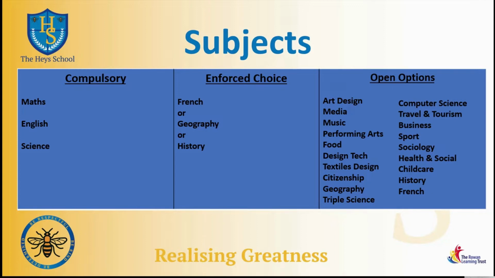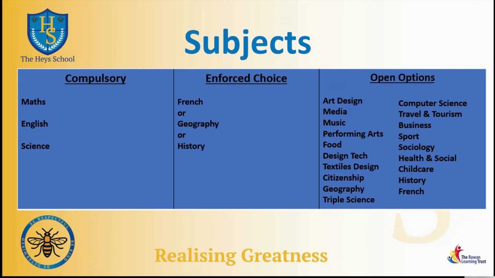Furthermore, French, geography, and history can also be found in the open options for students who would like to ensure they have made the EBAC range of subjects, as previously mentioned, or those who just wish to do more than one humanity. As you can see, there are a range of subjects here in the open options.